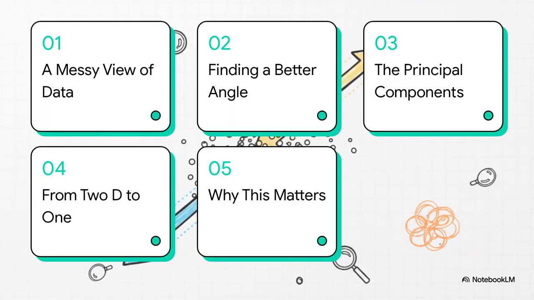So here is how we're going to break it down. First, we'll look at why data can sometimes be a real mess. Then, we'll get to that aha moment, finding a new angle that makes everything click. From there, we'll actually define what these new angles, the principal components, are. Then we'll see how they let us simplify things a lot. And finally, we'll tie it all together and see why this is such a game changer in the real world. Sound good? Let's dive in.